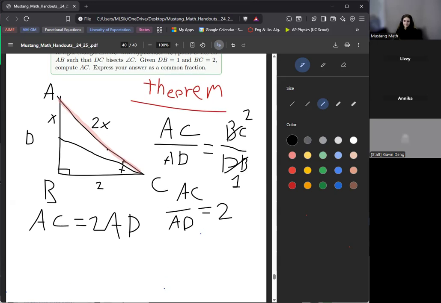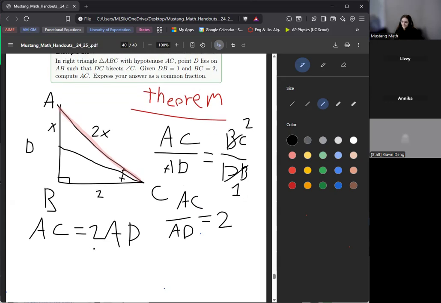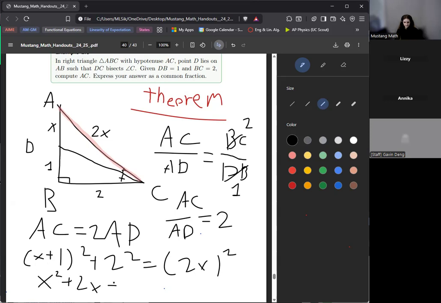And then we can use a bit of algebra to figure this out. Oh, and we know because DB is 1, we can write AB as X plus 1. So let's use the Pythagorean theorem, because in ABC we have a hypotenuse and 2 sides. So we have X plus 1 squared plus 2 squared is equal to 2X squared. If we solve this, we end up getting X squared plus 2X plus 1 plus 4. You know what, that's just 5, is equal to 4X squared.